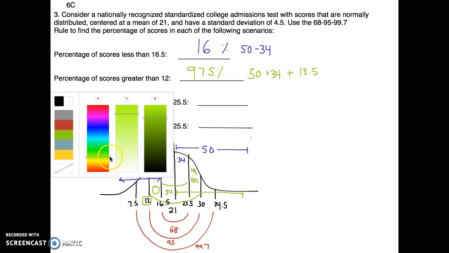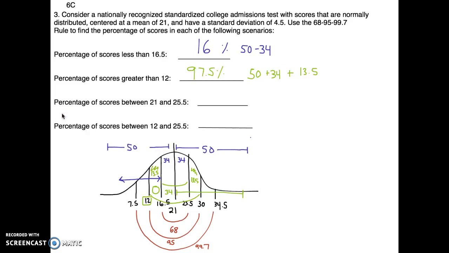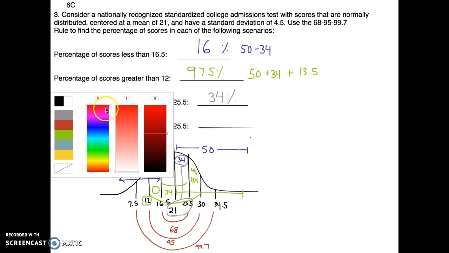Okay, the next one, let's switch to gray. Let's see if this color shows up. So percentage of scores between 21 and 25.5. So between these two. So we already know that this is going to be 34 because it's half of that 68. So 34%.